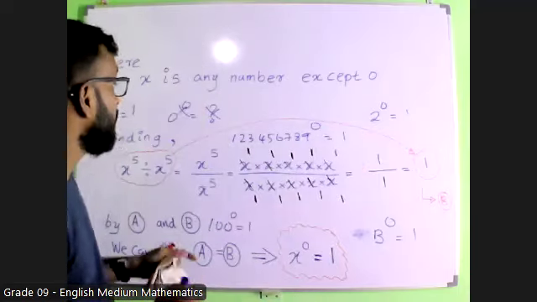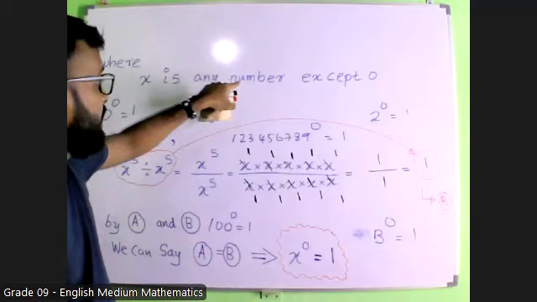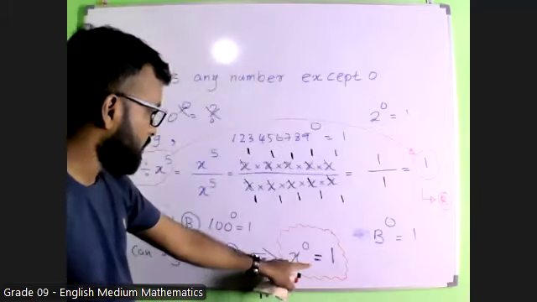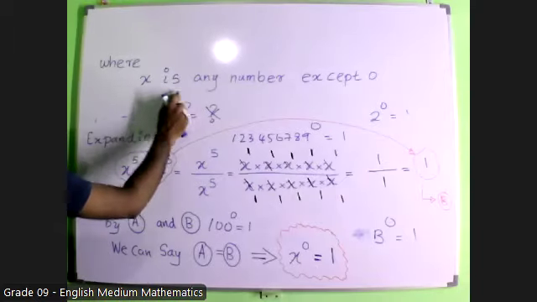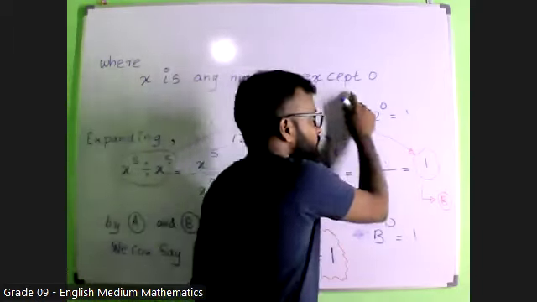You need to remember that. Please write this: where x is any number except 0. Below this one, you have to write this, where x is any number except 0.